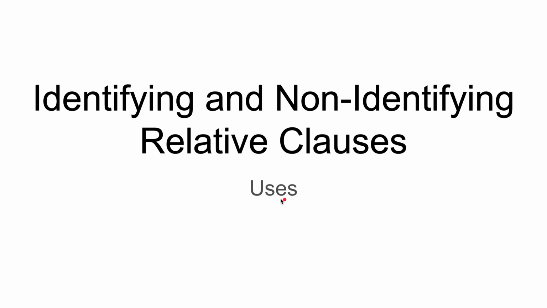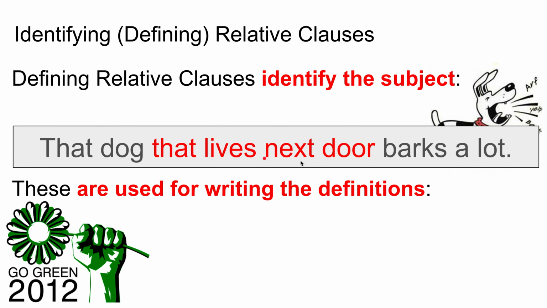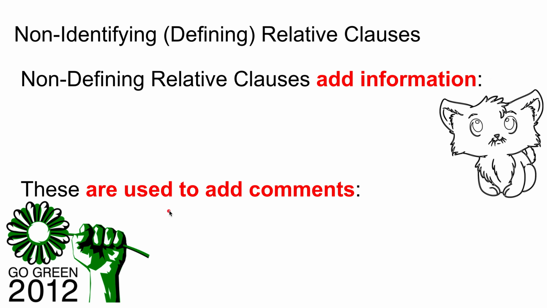Okay, let's move forward and look now at the uses. Defining relative clauses identify the subject. We talked about this. So for example, that dog that lives next door barks a lot. They are also used for writing definitions. So for example, what is the Green Party? Well, the Green Party is a political party that cares about the environment. So you can see here that the Green Party is being defined, and there are no commas. It's identifying.